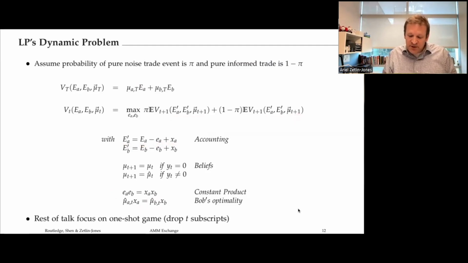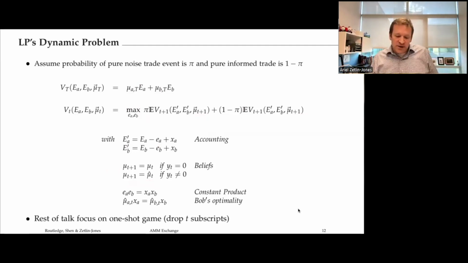Now, what is different between the two sides of this expectation? With some probability pi, there's a pure noise trading event. When there's a pure noise trading event, your beliefs, mu hat, are exactly the same as what they were when you started the period. With some other probability, 1 minus pi, the trade is an informed trading event. And what are your beliefs? You adopt the new beliefs of the trader. Your beliefs update. So in one case, your beliefs won't update. In the other, they will update. And you're going to trade off possible gains and losses from those two.